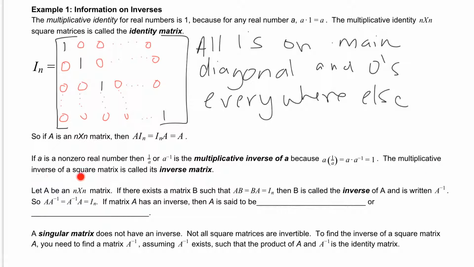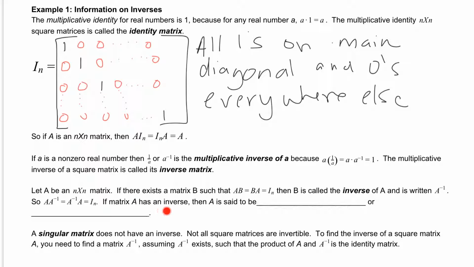The multiplicative inverse of a square matrix is called its inverse matrix. If we let A be an n by n matrix, if there exists a matrix B such that A times B equals B times A, which equals the identity matrix, then B is called the inverse of A and is written as A with a little negative 1 up there in the exponent. So basically A times A inverse is equal to A inverse times A, which is the identity matrix.